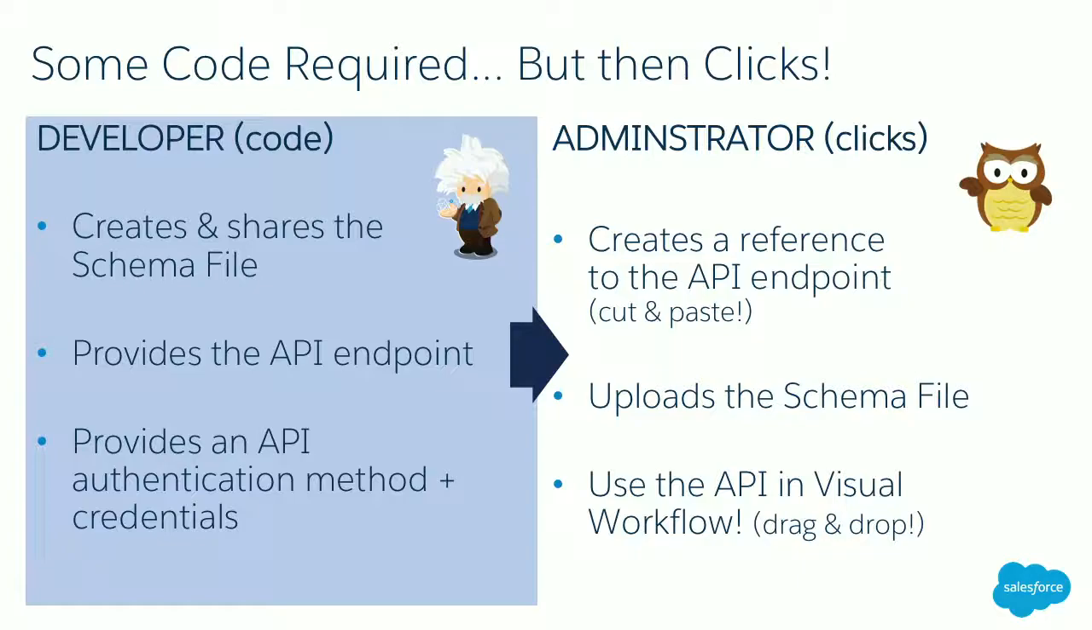Then you, as the administrator, the wise owl, I don't even know what that character's name is. I think it might be Hootie. But so, administrator, you do clicks, right? So you basically just create a reference to the API endpoint, and that's really easy. It's cut and paste. You upload the schema file, or you just point to it, and external services will go out and get it and download it. And then you're done. You just use those endpoints in Visual Workflow.